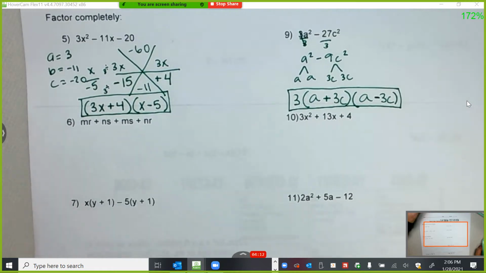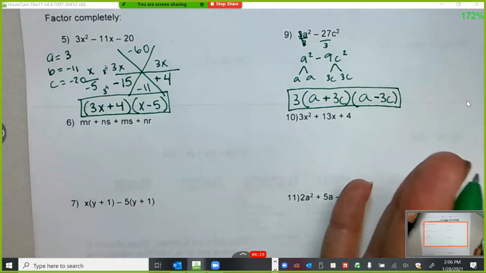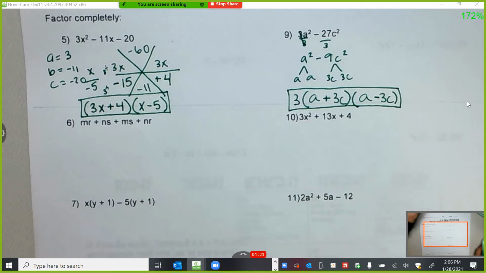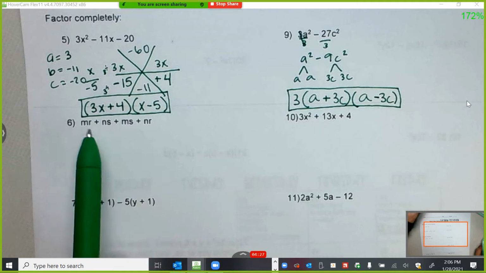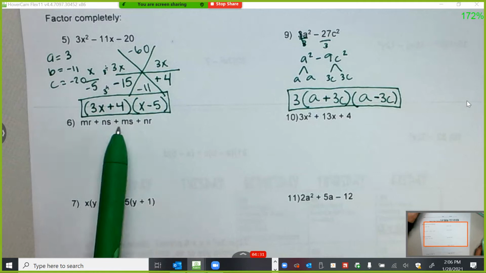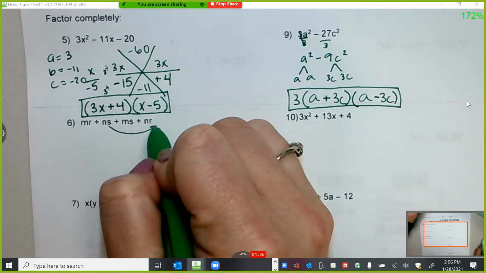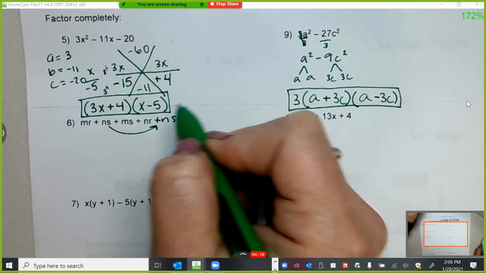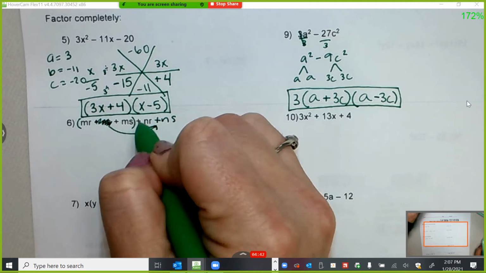Okay, number 6 is 4 terms, so we're going to do grouping. And technically this is a degree of 2, degree of 2, degree of 2, degree of 2, so it's really in order, but it's not in order to where it works for us. We need to rearrange to where 2 terms together have a like term. So this is MR and NS. Those don't have anything alike. But MR and MS does, NR and NS does. So I'm just going to move this term to the end. And I'm going to now do my grouping.